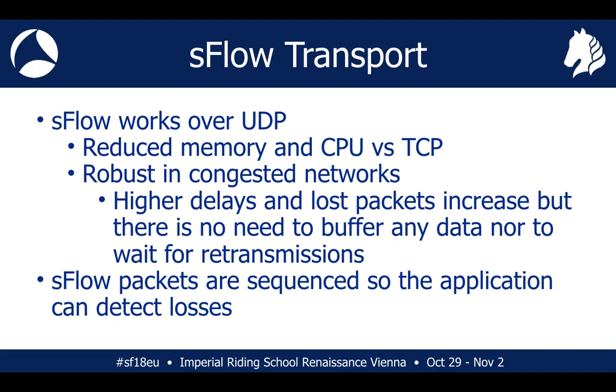UDP, first of all, takes less memory and less CPU because it's stateless. So it means that the system doesn't have to keep a TCP session open. It doesn't have to keep the congestion windows. It doesn't have to keep the buffers. It just creates sFlow datagrams and sends them out over the network. So it's even more robust when the networks are congested. Because yes, it's true that you will have more packet loss in a congested network, but that won't cause devices to do extra buffering or to wait for retransmissions, for example.